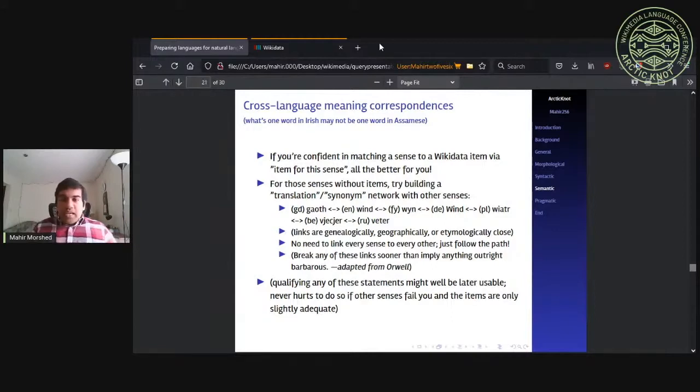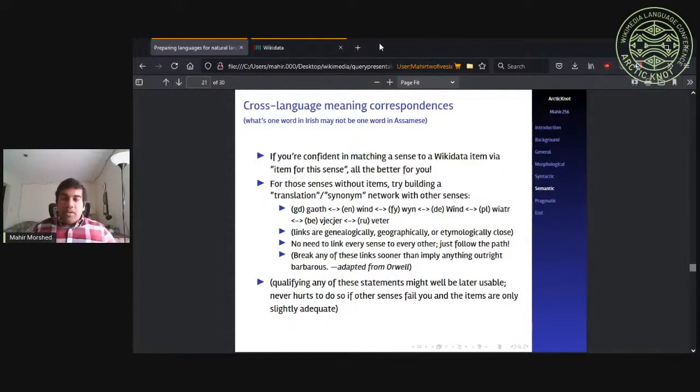Of course, I should emphasize that if this network fails you in a certain sense, maybe the West Frisian word has some context, some implication that the other words don't, it's better to break one of these links than imply that that implication exists in the other words. And of course, these translation or synonym statements, you might want to qualify them because the qualifiers might be usable.